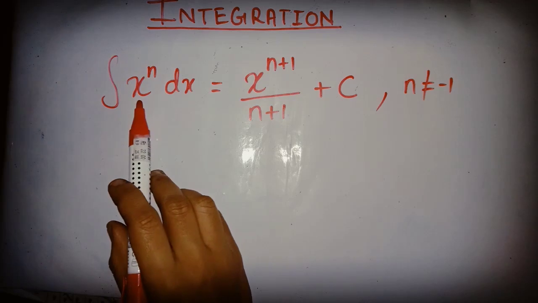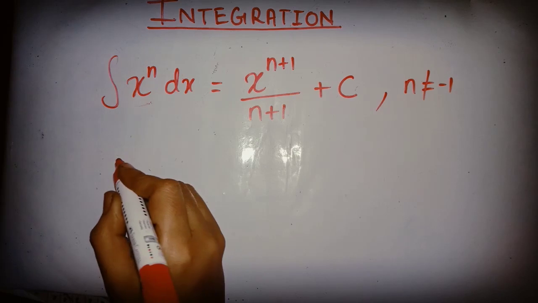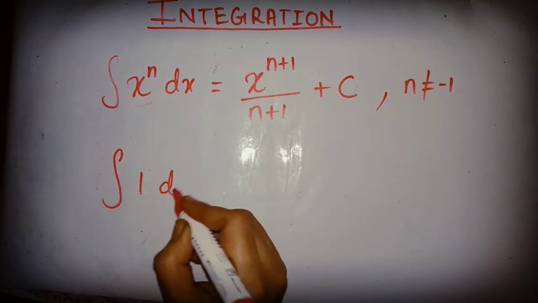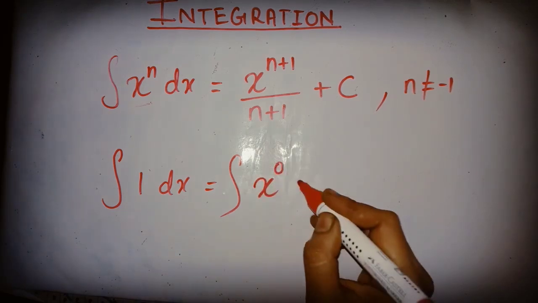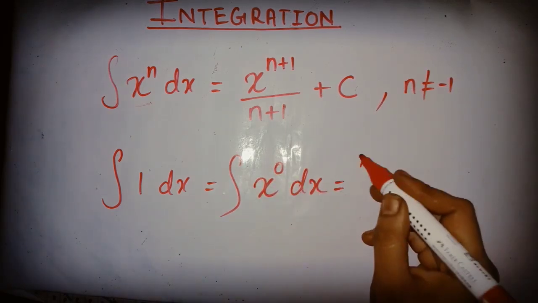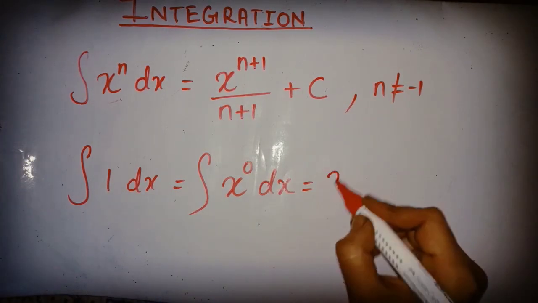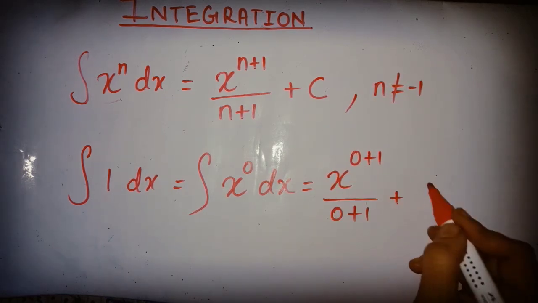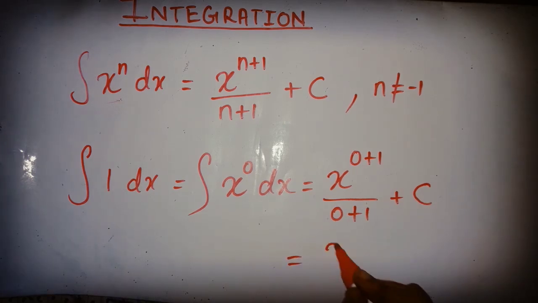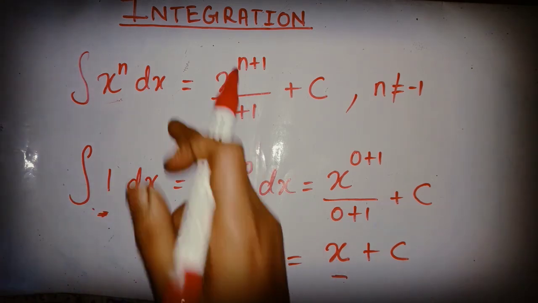Now using this same formula, we'll find the integral of 1. How can you write 1? You can write 1 as x raised to 0, correct? So x raised to 0, using this formula, will be what? x raised to 0 plus 1 upon 0 plus 1 plus c. So this is nothing but x plus c. So the integral of 1 is x, using the standard formula.